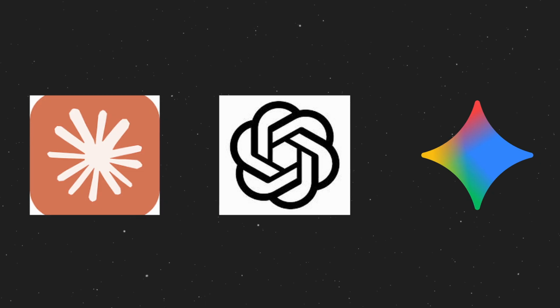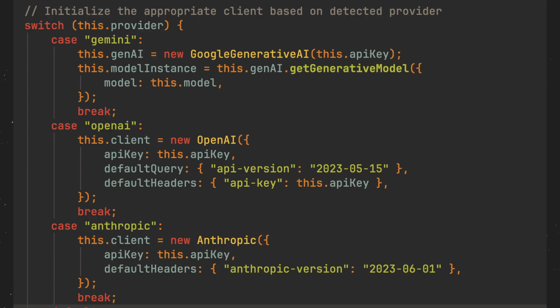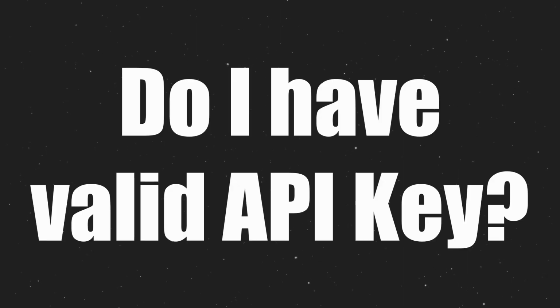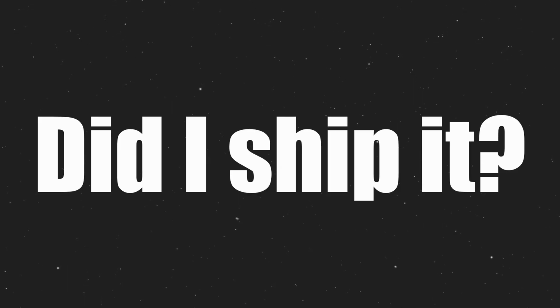You know how people say AI is the future? Yeah, until you try integrating 3 different AI providers in one script. I added model detection, wrapped up the differences in classes, and called it a day. Do I have a valid API key for OpenAI and Anthropic? No. Did I test the GPT Claude part? No. Did I ship it? Yes.